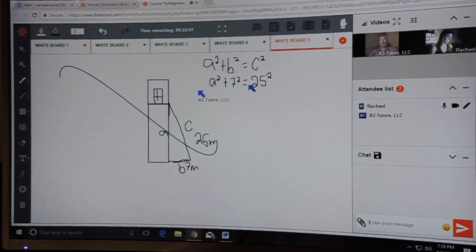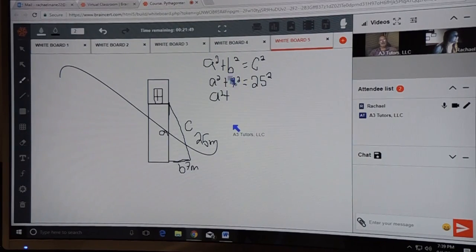Okay, so we have to take the square root then? No. What we're going to do, I'll kind of continue writing this out. Okay, that sounds good. Okay, what is 7 to the second power? So 7 times 7 is 49. Very good. Forgot about that step. And then 25 squared is 625.